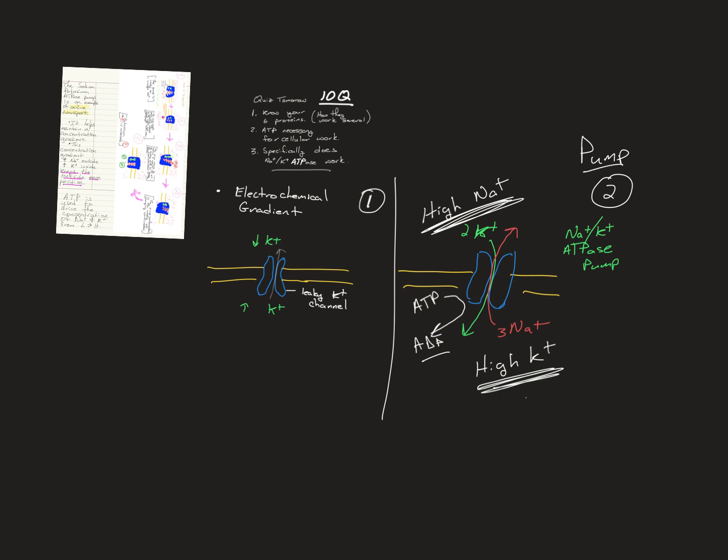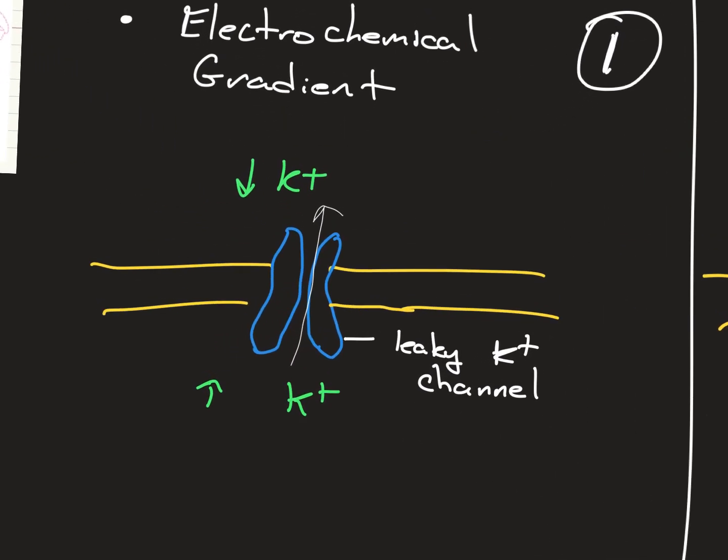The first is a leaky channel. It's open all the time. This one, the pump, is only working when ATP is being turned into ADP, and that phosphate is being used to change the shape of the protein, allowing the sodium out and the potassium in. We just saw it. We went through it. You can rewind this and look at it if you like. But in the leaky channel, the potassium is leaving.